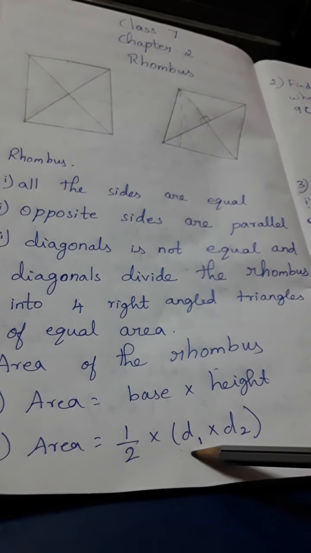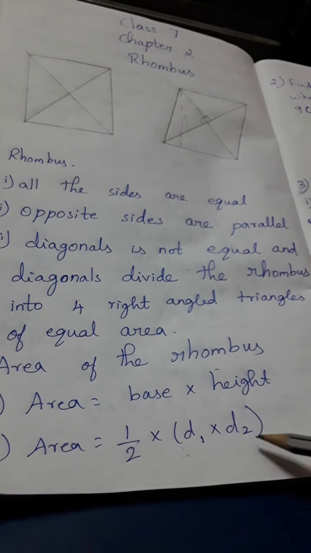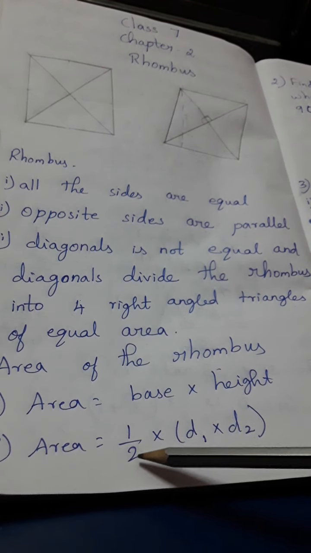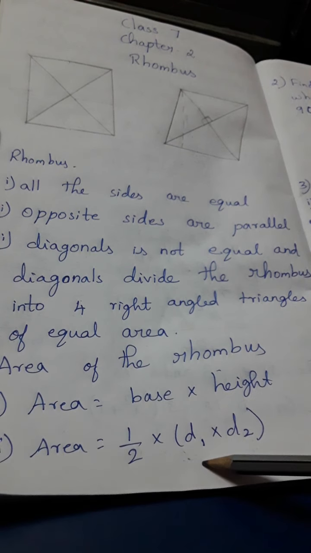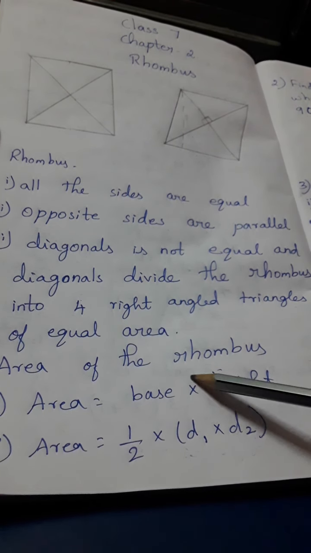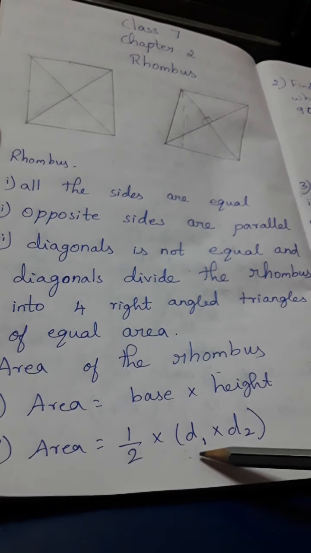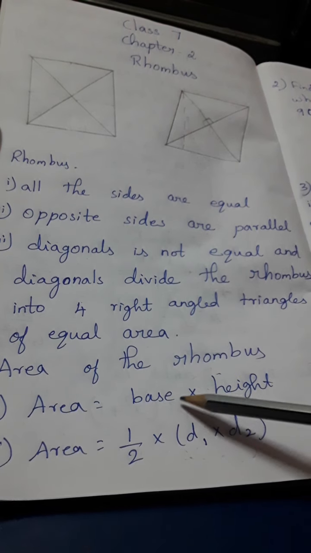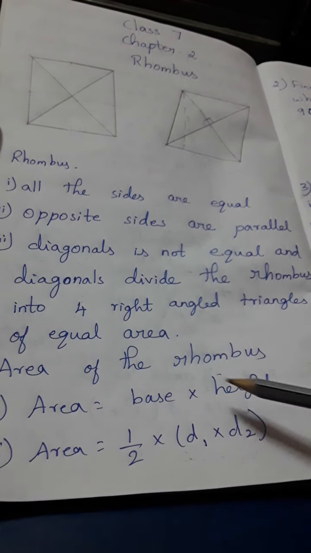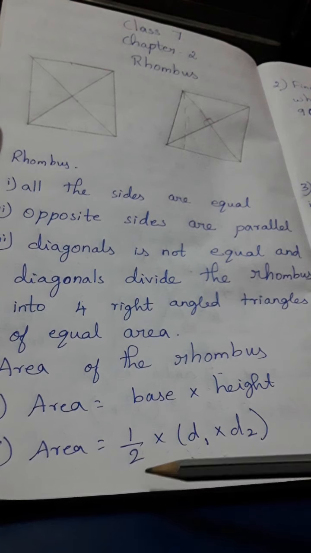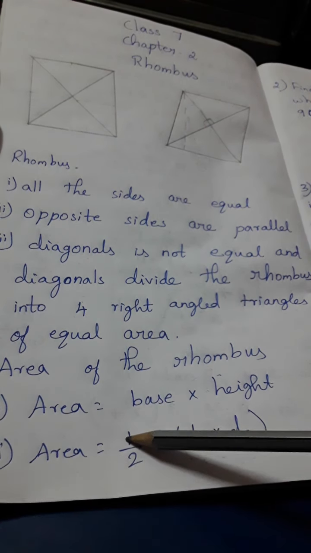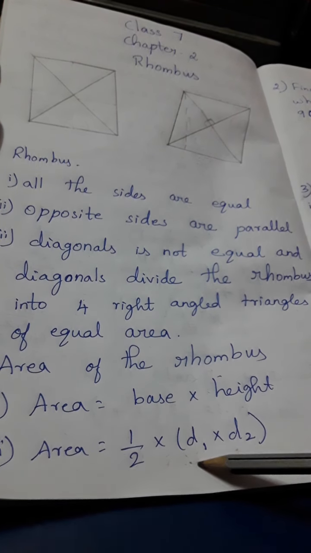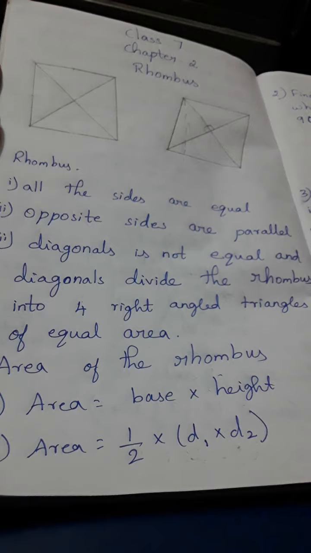What is d1? d1 is diagonal 1 and d2 is diagonal 2. So another formula for the area of the rhombus is half into d1 into d2. We have two formulas for the rhombus. If the base and height are given, we use base into height. If the diagonals are given, we use the formula half into d1 into d2.